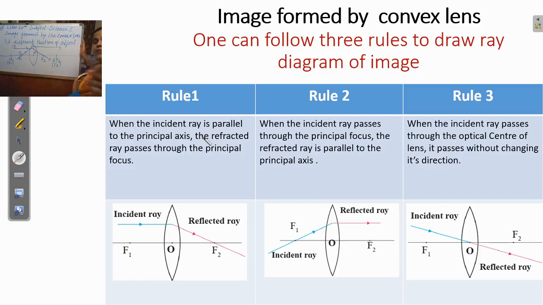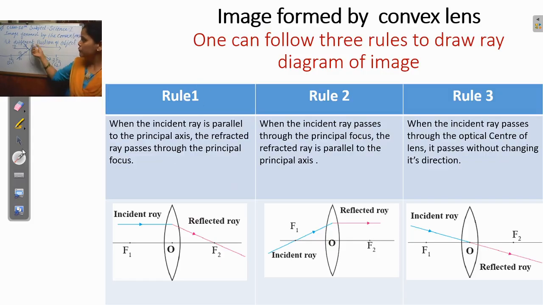Third rule is, when an incident ray passes through the optical center, that means O, then this light ray doesn't change its path. That means the light ray is refracted without changing its direction and passes through O. O is the optical center. So these are three rules, and using these three rules we draw the ray diagram for the light ray.